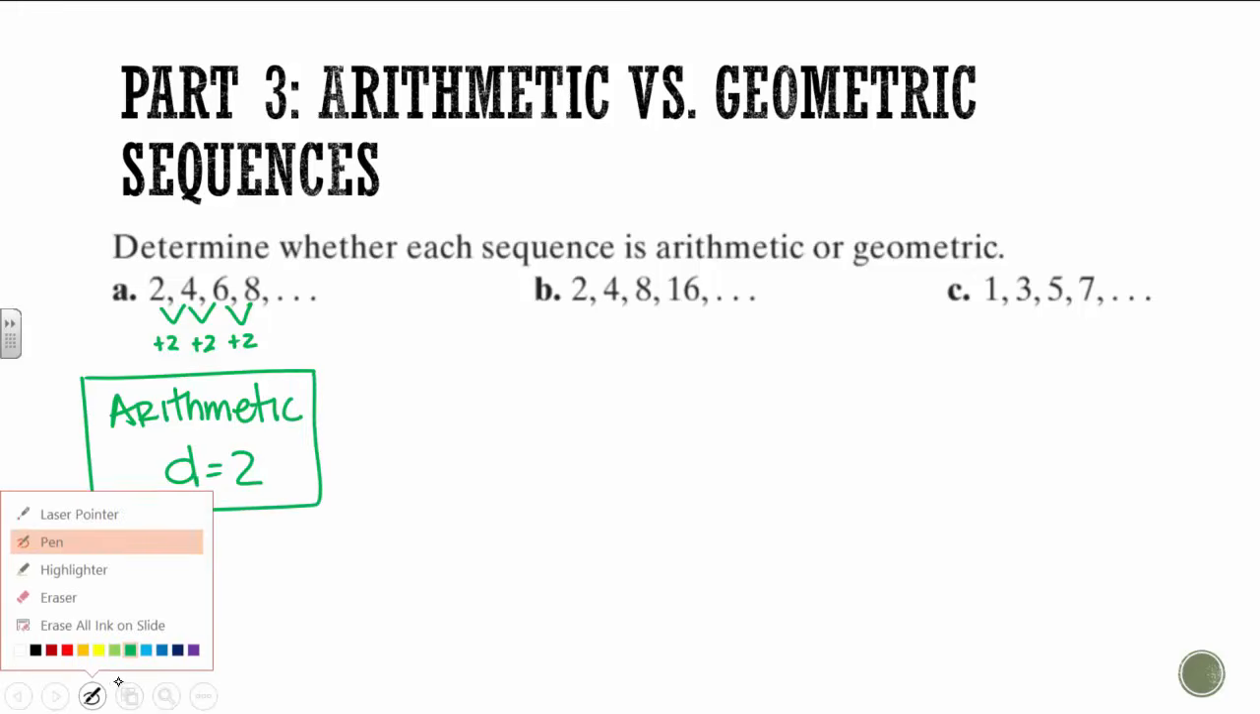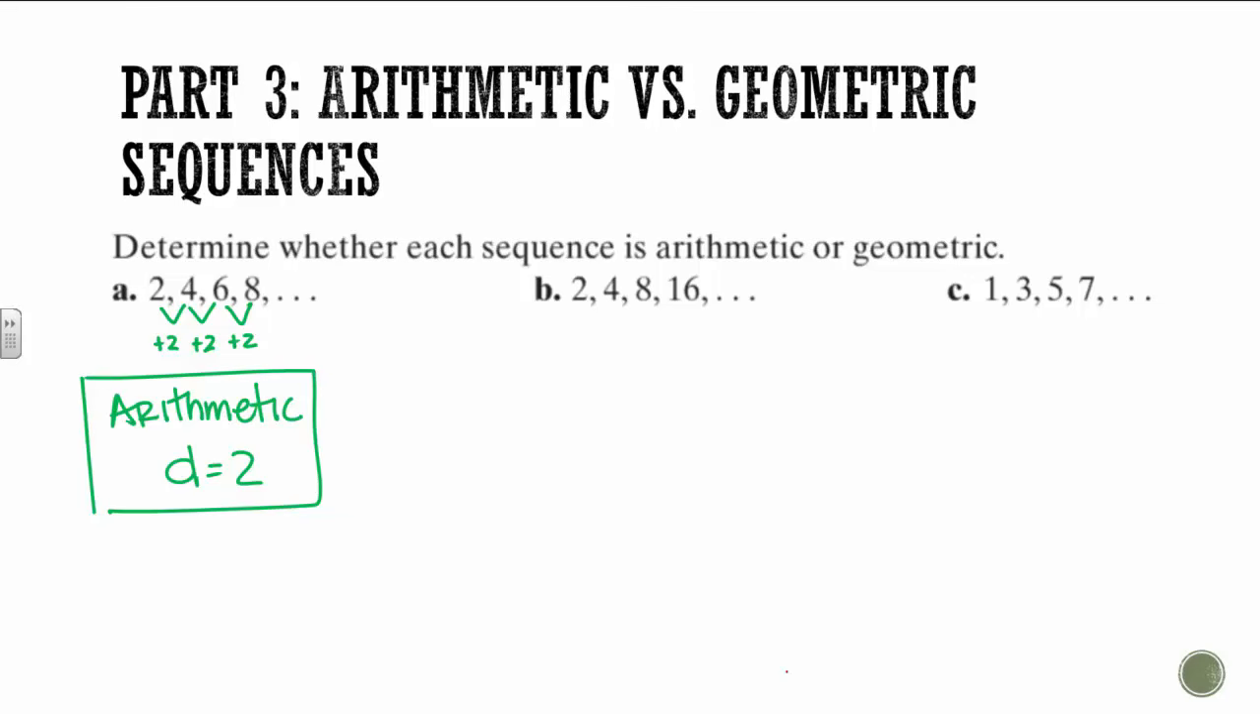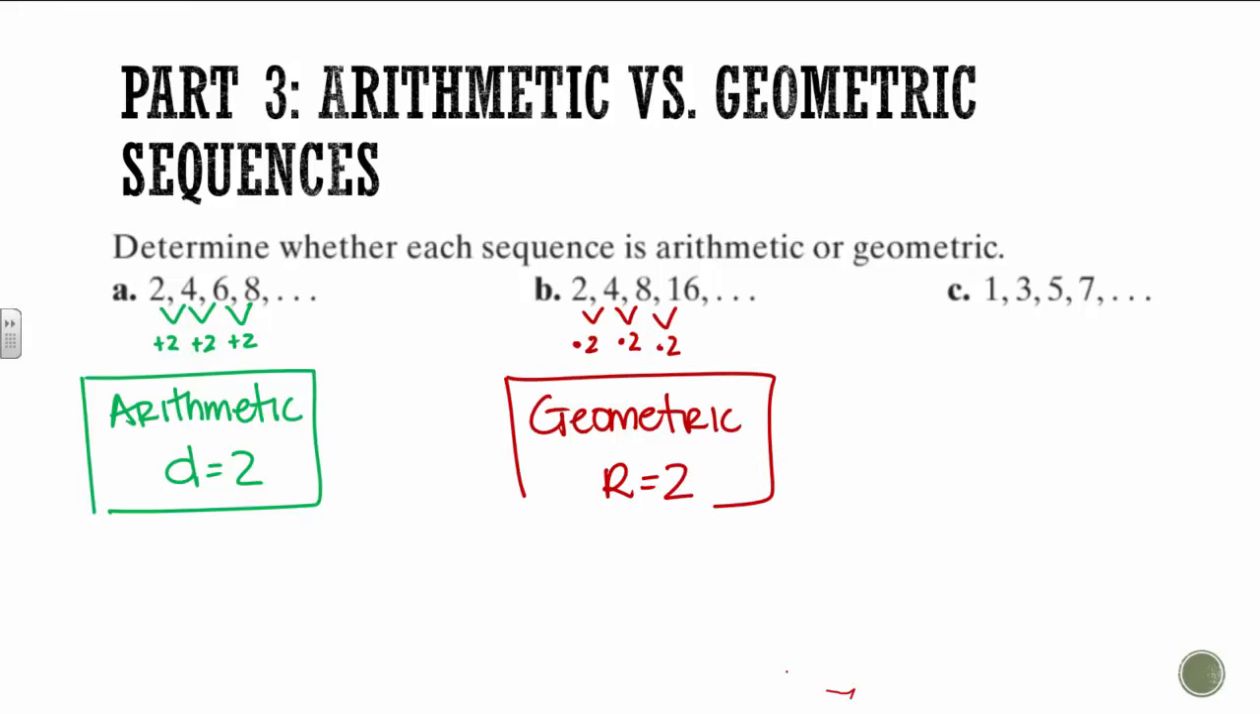Now the next one starts with the same first 2 numbers. But if you notice from here to here, you're not adding 2 again, you're multiplying by 2. And since it works for all of them, that means that this is geometric. And my ratio would be 2. Everything's getting twice as big every single time.